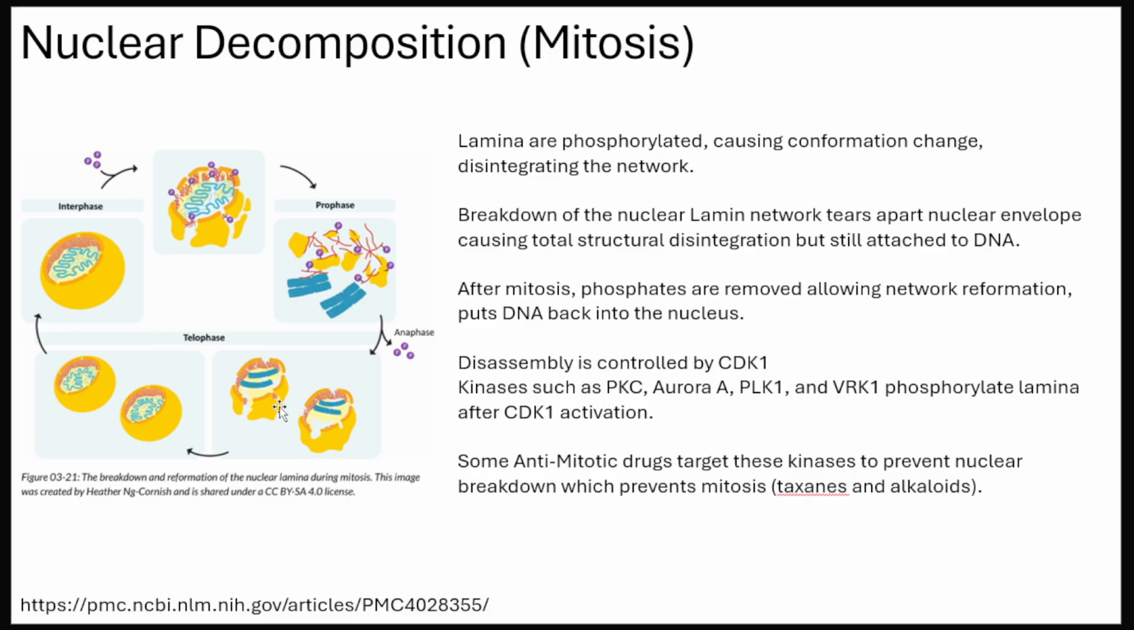This is controlled by CDK1, which activates kinases such as PKC, Aurora A, PLK1, VRK1 to actually do the phosphorylation of these lamina. As you may know, Aurora A and PKC are drug targets in cancer. Some antimitotic drugs target these kinases to prevent nuclear breakdown, which then prevents mitosis. These are your taxanes like paclitaxel, docetaxel, and other alkaloid drugs. So this is how they're working.